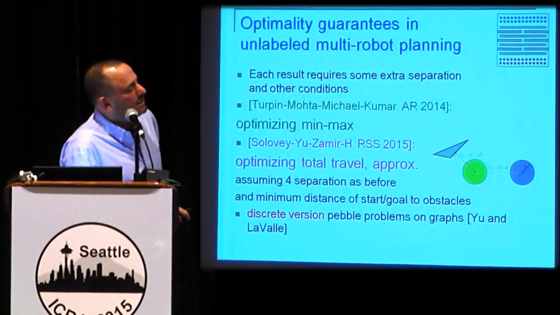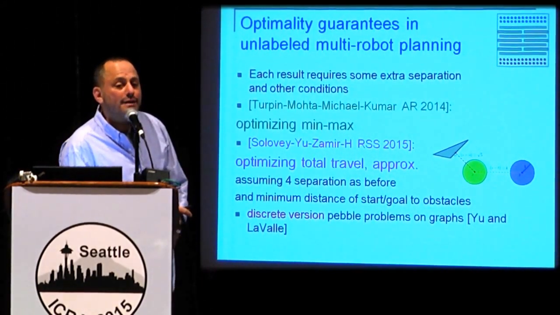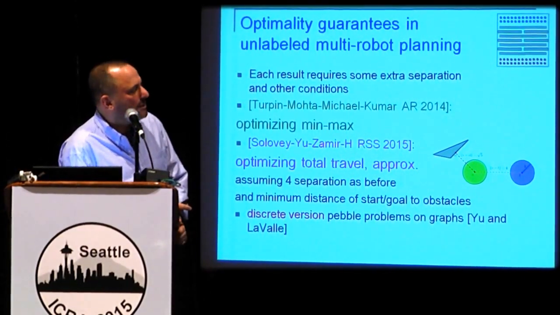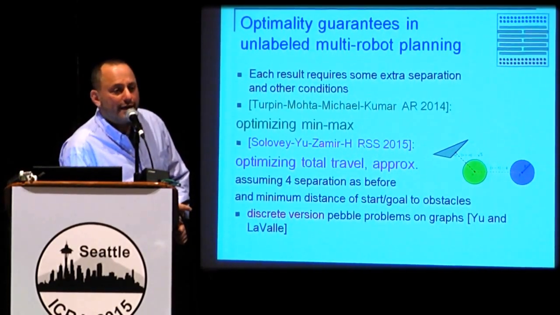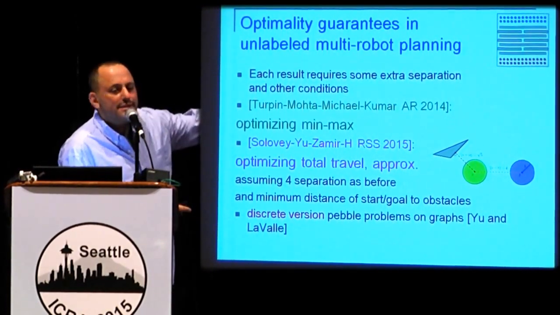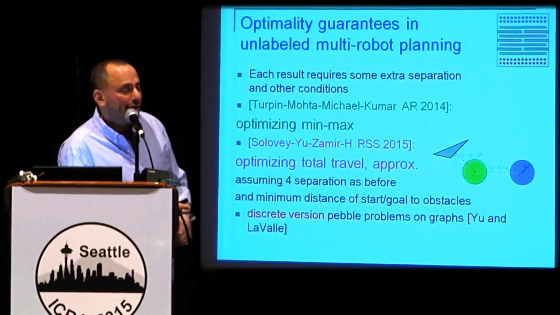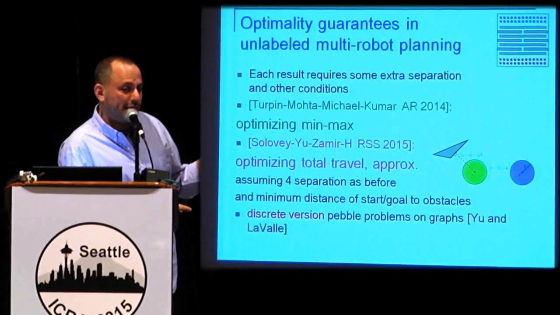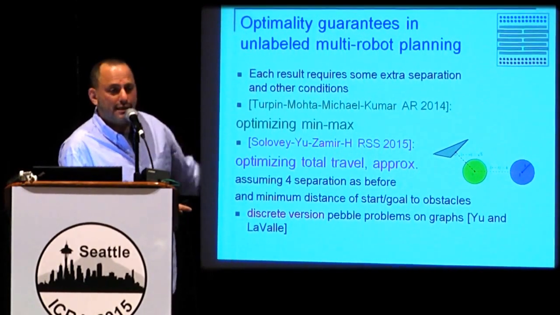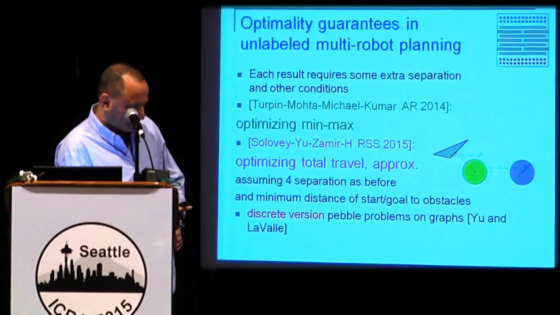There are two results along this line. One by Turpin et al. They optimize the length of the maximum path by any robot in this problem. We gave an alternative optimization. We approximate the total travel time. Each of these results makes slightly different assumptions. You should distinguish between these problems and the analogous problems on graphs. There is a big literature, but I'm referring to configuration spaces with volume.